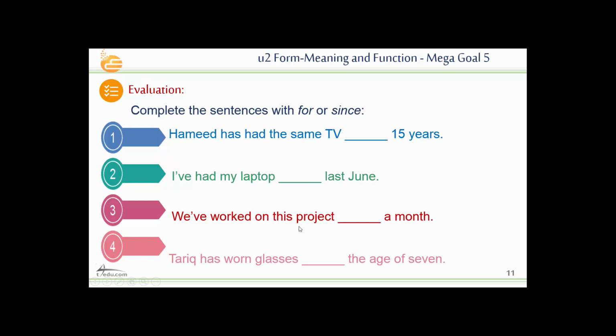We have worked on this project a month, but we don't know which month. So is it for or since? Okay, it's for because it's a duration. Tariq has worn glasses the age of seven, when he was 7 years.